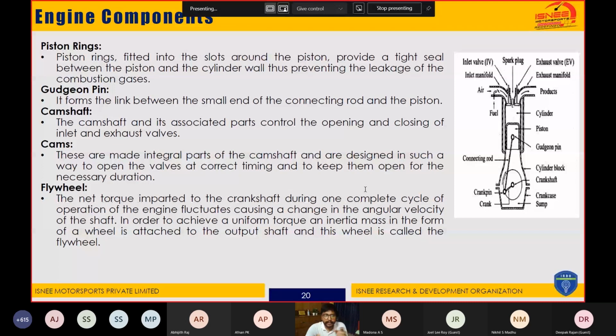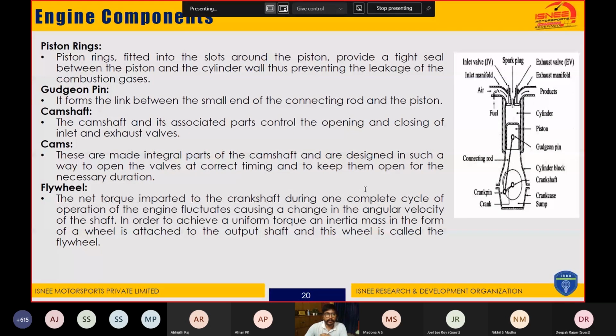So there are several types of piston rings fitted into the slots around the piston, providing a tight seal between the piston and cylinder wall, thus preventing the leakage of the combustion gases. Then we have the gudgeon pin. It forms the link between the small end of the connecting rod and the piston. So this pin is your gudgeon pin that connects the connecting rod and the piston.